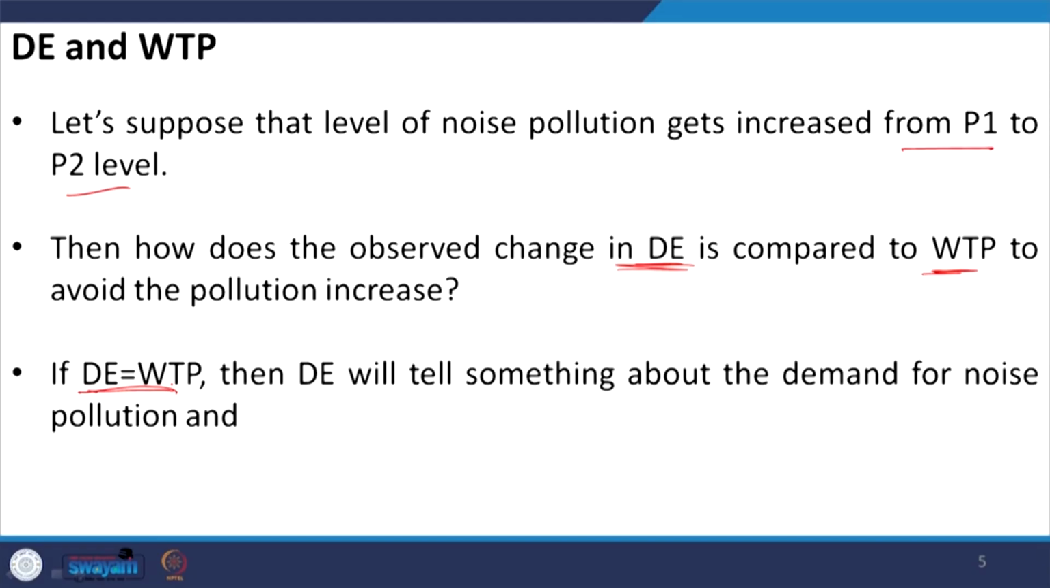So, suppose this defensive expenditure is just equivalent to your willingness to pay, right. Then obviously, when defensive expenditure is willingness to pay, this equivalence is expressing the demand for quietness against the noise pollution of that particular household. What is the demand? Obviously the amount he is spending in terms of defensive expenditure, and that is equivalent to willingness to pay, if it is so. But it is not necessarily that this defensive expenditure would be equivalent to willingness to pay.